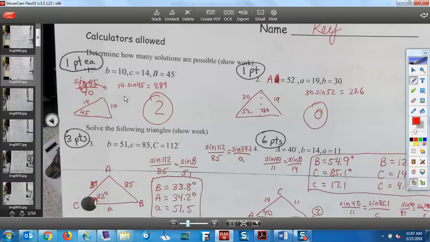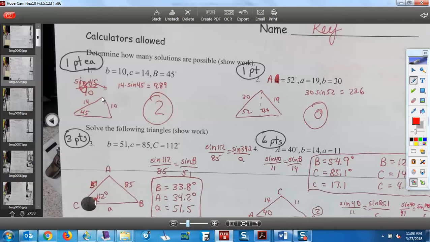On this one, when you try b sine A, or 30 times sine 52, it's 23.6. That means it's 23.6 down to here, the height, and this 19 is just too short. That 19 would not reach that side over there. So there are no triangles. That's how we set it up. We always put our angle in this left corner, and then the side across, this would be angle B, this would be side B, and then the other side we put up here. Anytime we have an SSA situation, if we write it like that, that's going to tell us if there's 2 or none.